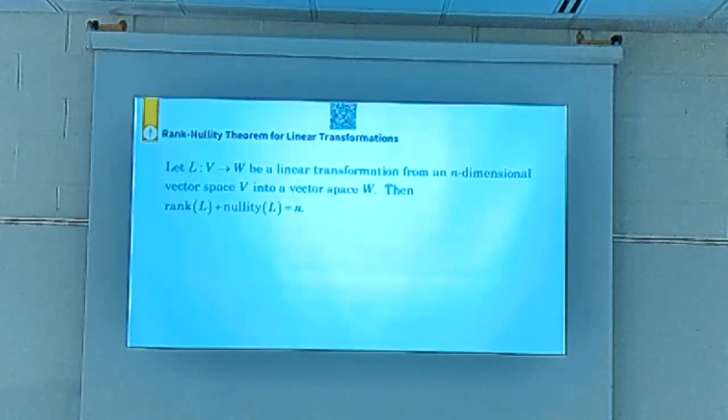If it's onto, then you know that the rank is the dimension of your codomain, which has to be the dimension of the domain because it's the same vector space. Which means your nullity has to be 0, makes it 1-to-1.